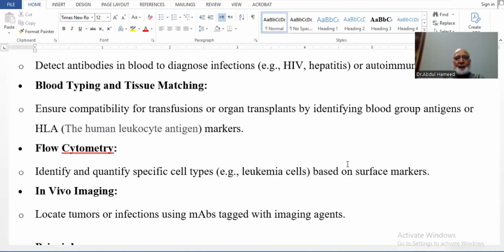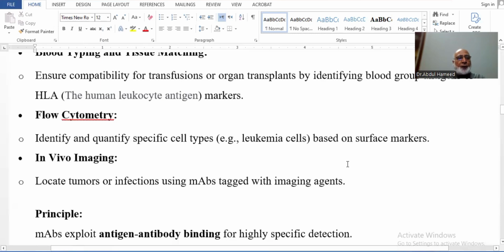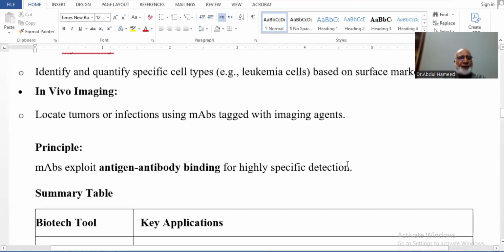So this is very rapid and easy, but quite expensive. In vivo imaging locates tumors and infectious agents using monoclonal antibodies tagged with imaging agents. We may use them in PET scans and through MRI machines. The principle behind it is that monoclonal antibodies exploit antigen-antibody binding for specific detection purposes.